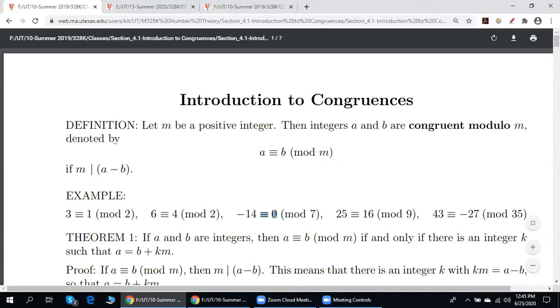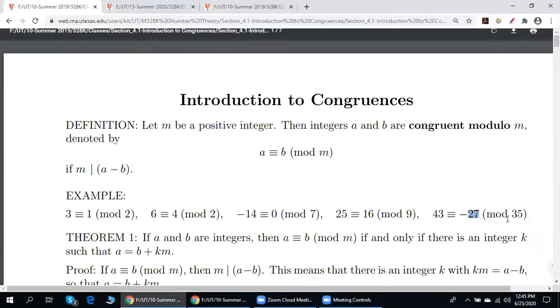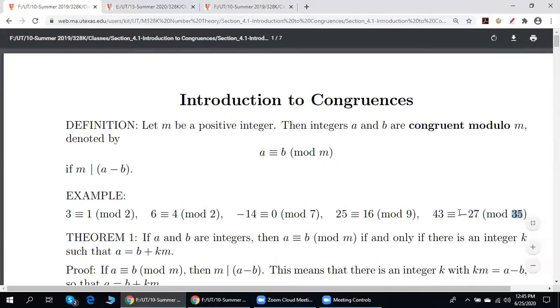Negative 14 minus 0 is negative 14. It is divisible by 7, so negative 14 is congruent to 0 modulo 7. 25 minus 16 is 9. It is divisible by 9, so 25 is congruent to 16 modulo 9. 43 minus negative 27, which is 70, is divisible by 35, so 43 is congruent to negative 27 modulo 35.